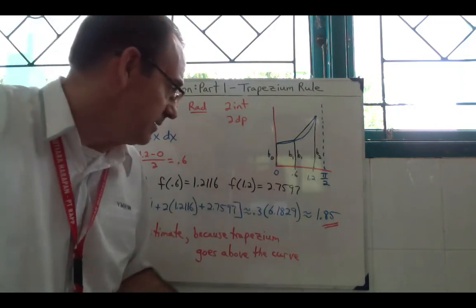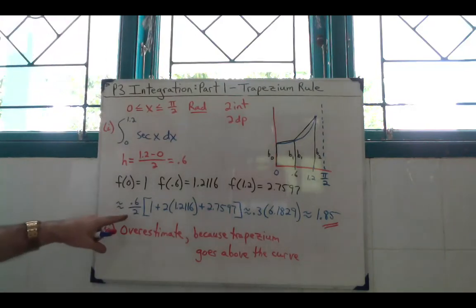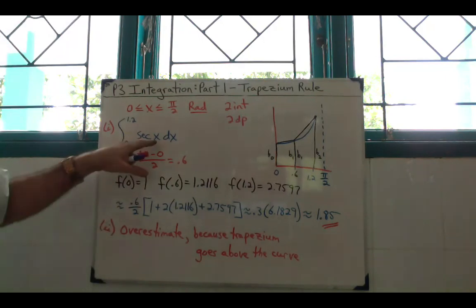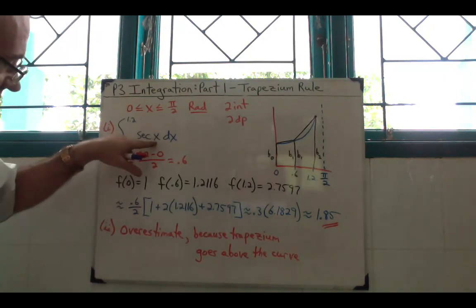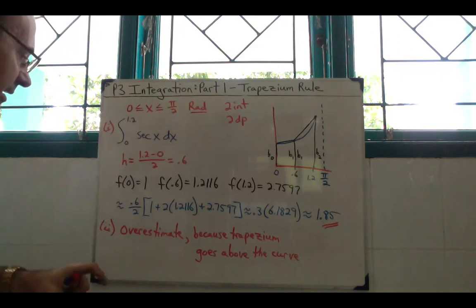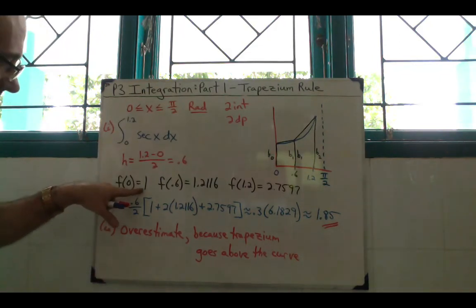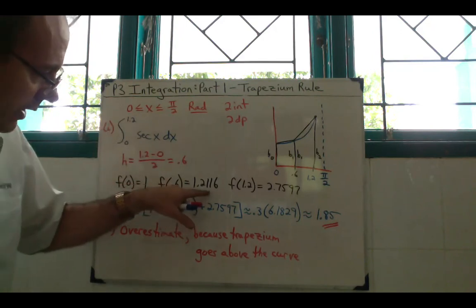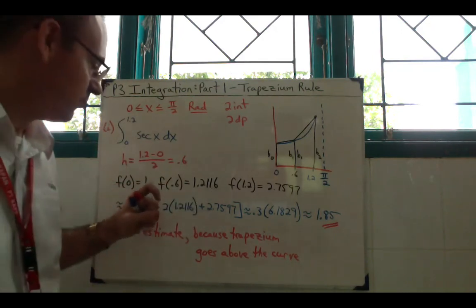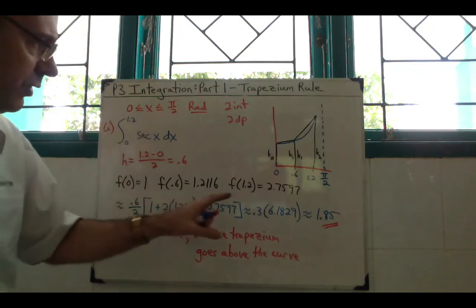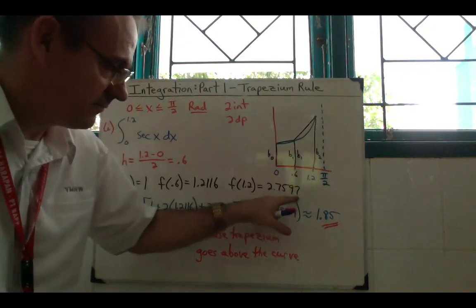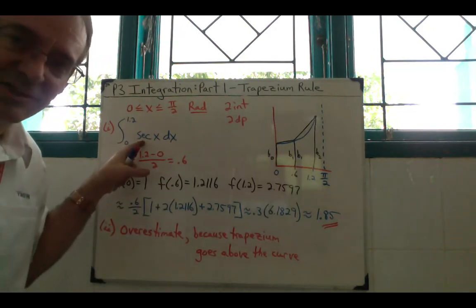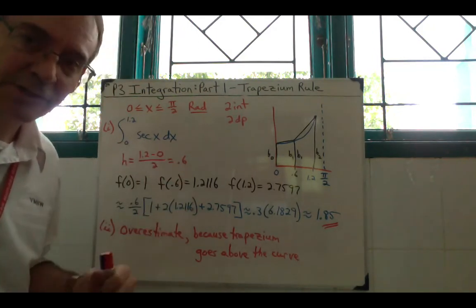They're the same thing. And so we have f of 0. When you plug 0 in, again, make sure you're in radians, you get 1. When you plug 0.6 in, you get 1.2116. And when you plug in 1.2, you get 2.7597.